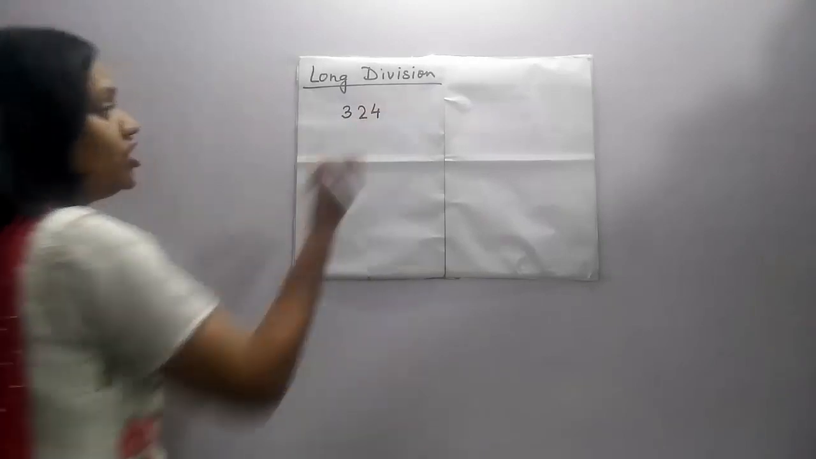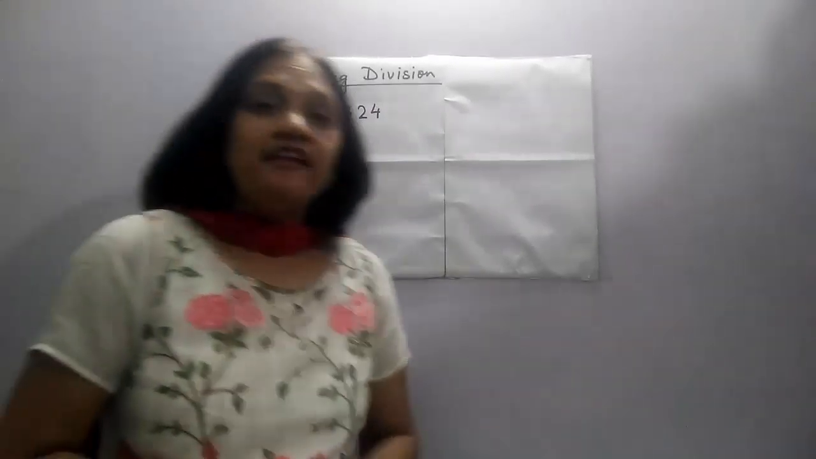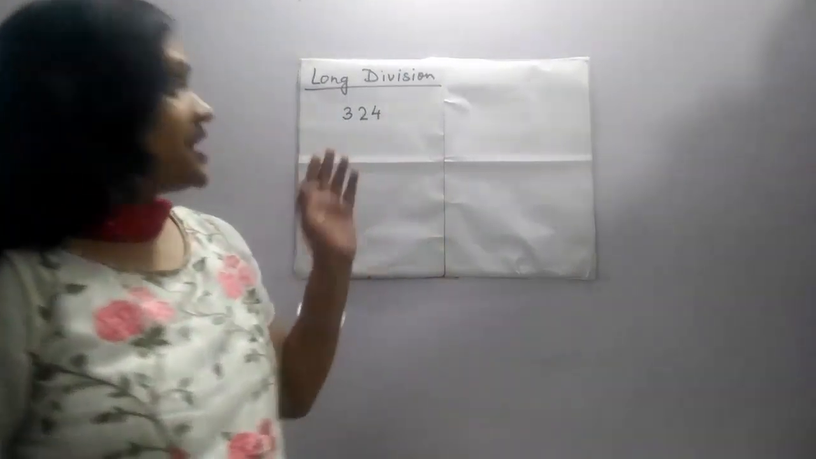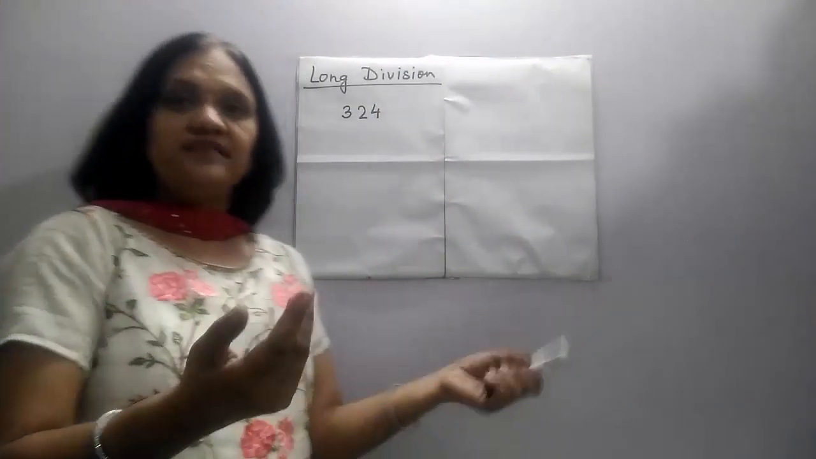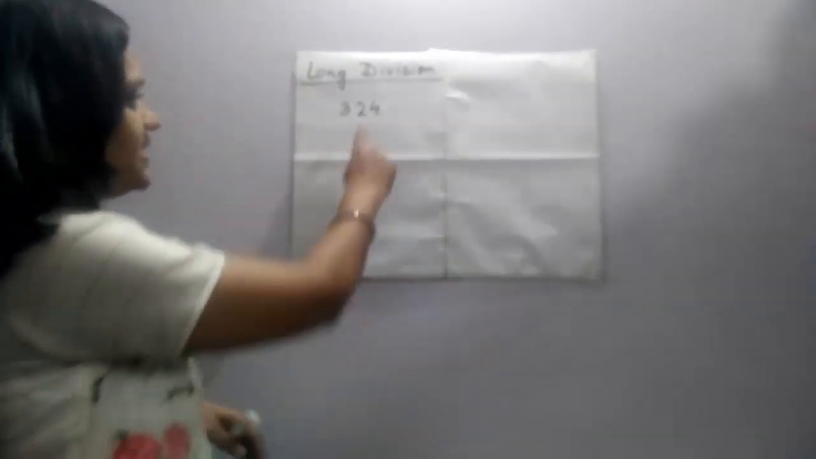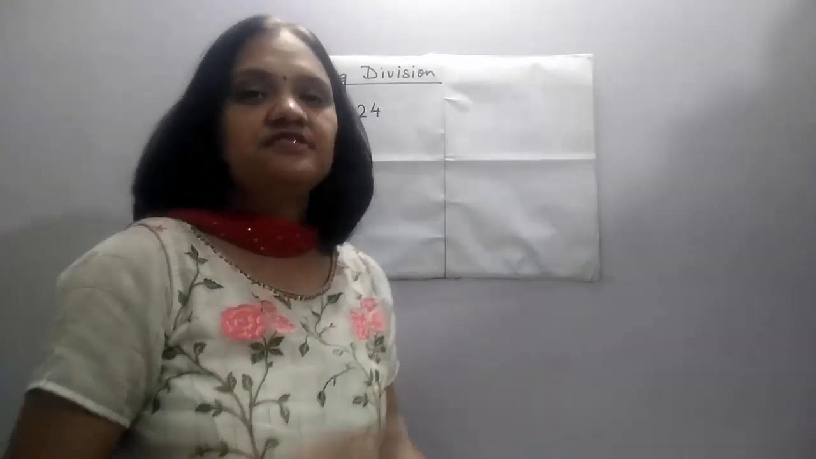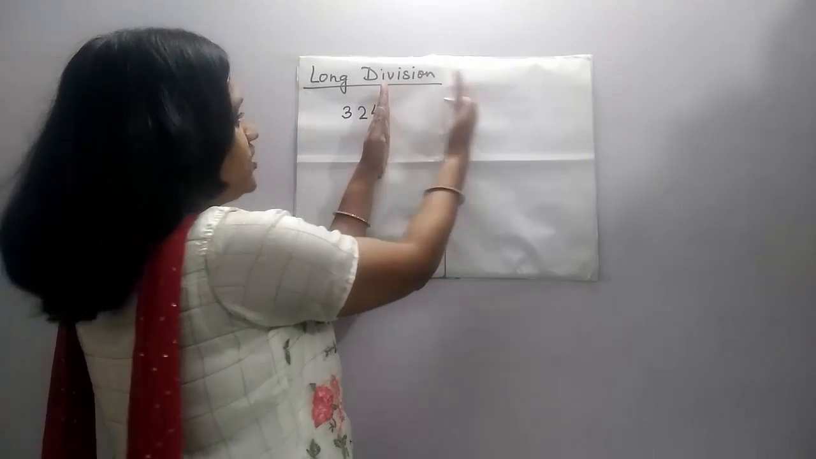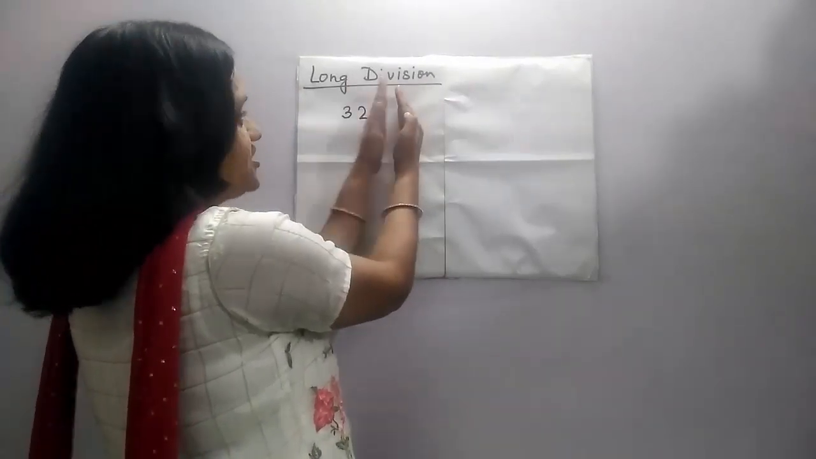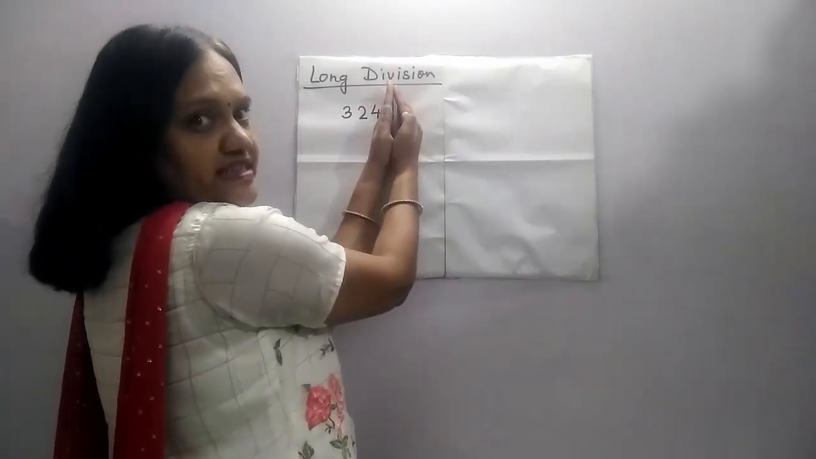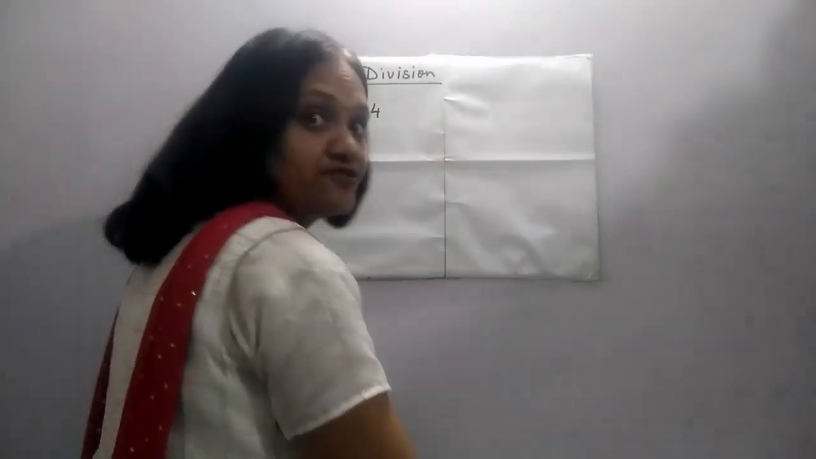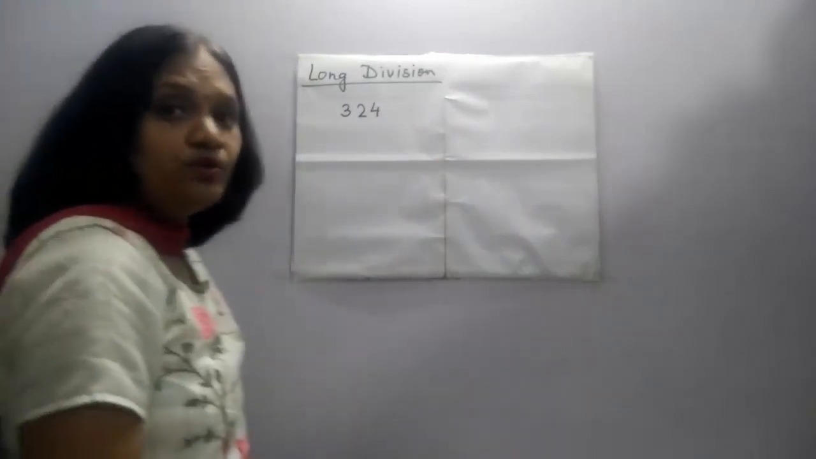324 by the long division method, the very first step is: does 324 have a decimal? No, it doesn't. Where is the decimal if it is not there? The decimal is at the end of the number. Remember children, the very first step is, from the position of the decimal, we will go right and we will go left and make pairs of 2 digits.